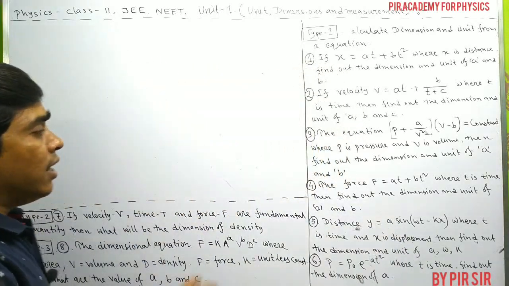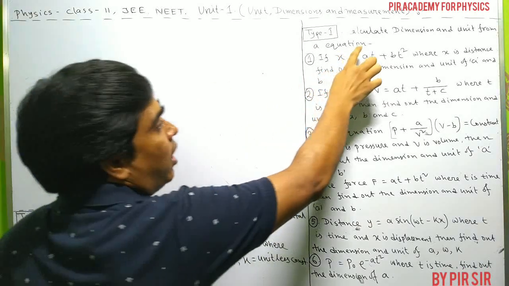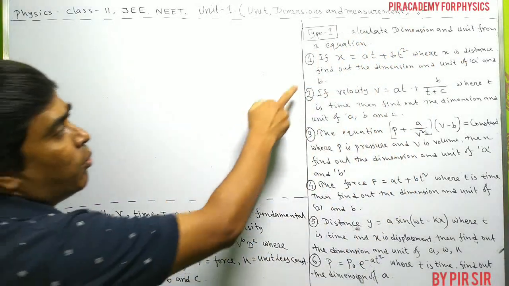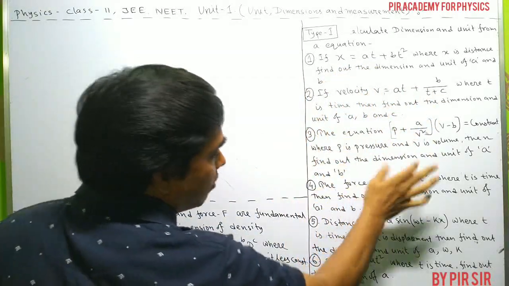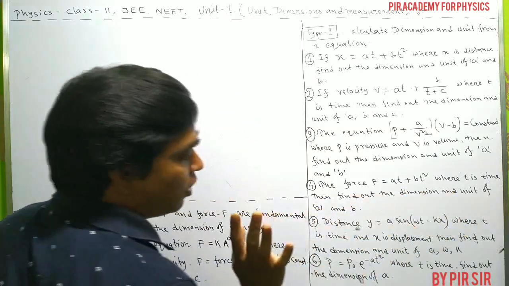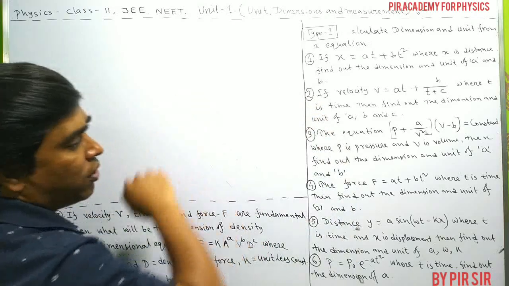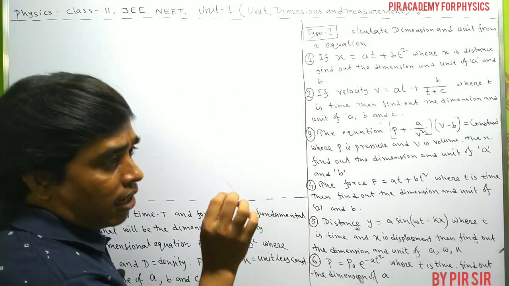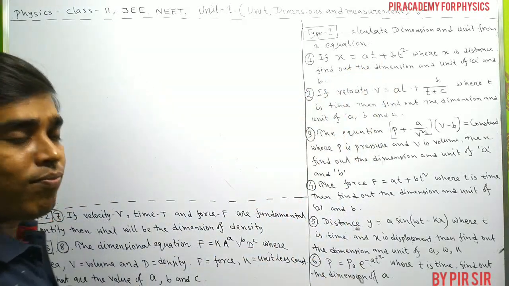So here three types of question are given. Type 1: calculate the dimension and unit from an equation. There are many types of equation, and from these equations you can calculate the dimension and unit of unknown quantities.